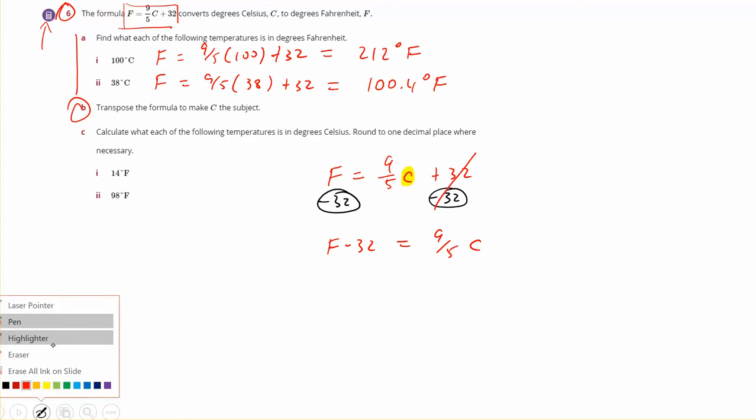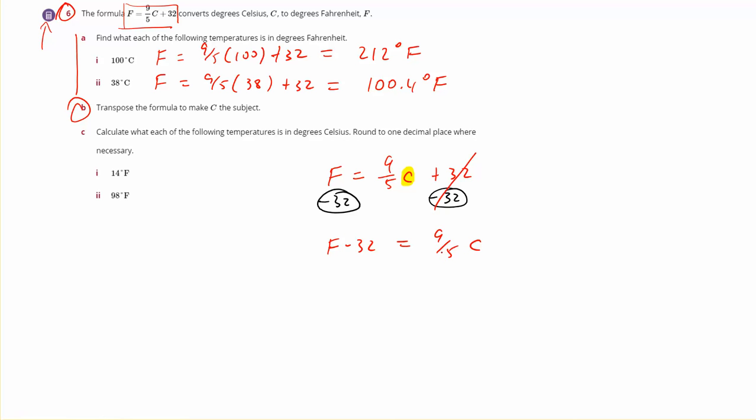Now, our next step is to get rid of the divide by 5, because it's 9 times C divided by 5. You can't get rid of the 9 first. So to get rid of the divide by 5, I need to multiply by 5 on both sides. You've got to be really careful, because I'm multiplying the whole of the left-hand side by 5. The easiest way is to put a bracket in, because you're multiplying both the F and the 32 by 5. You're left with 9C.